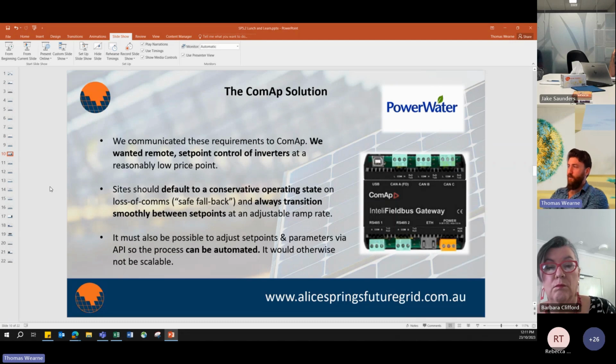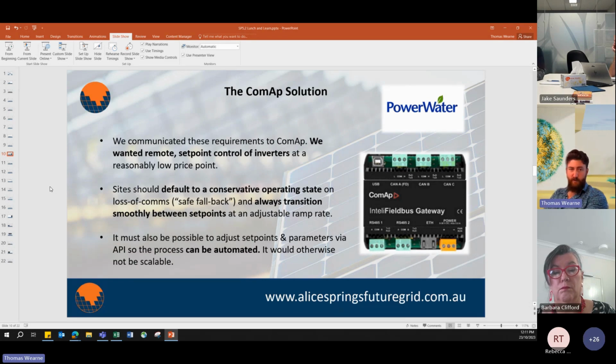So we communicated these requirements to ComAp Control, who I'd worked with before when I was in the solar industry on doing remote sites and standalone power systems and microgrids. We wanted remote set point control of inverters at a reasonably low price point. The sites should be able to default to a conservative operating state if they lose comms. So if we wouldn't be able to communicate with them, we'd want them to automatically go to a conservative operating position. And anytime they transition between set points, this should happen at an adjustable ramp rate.